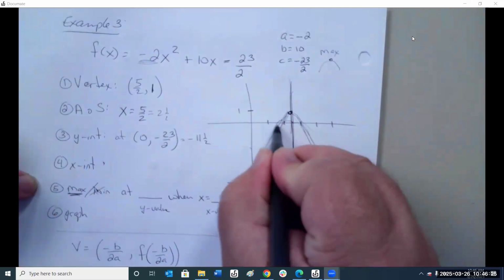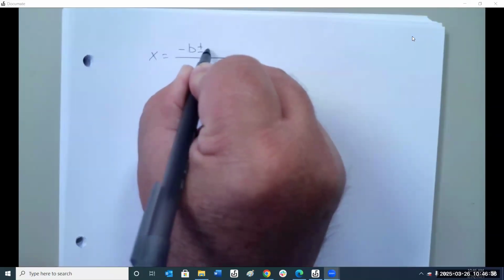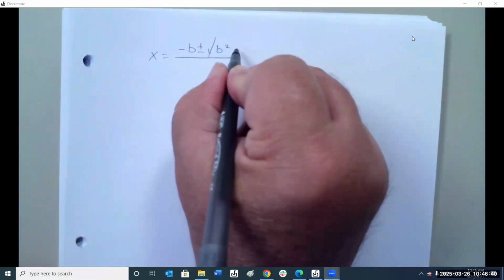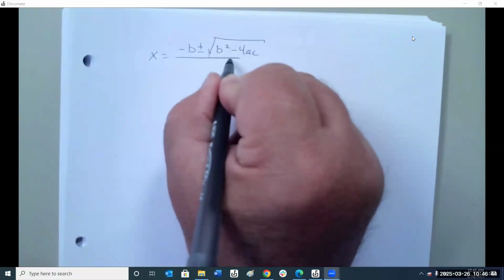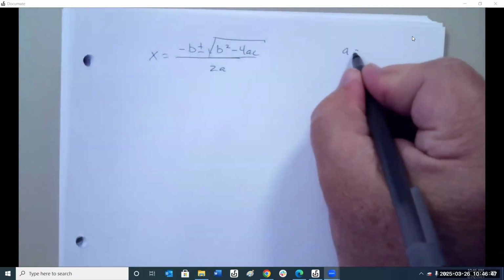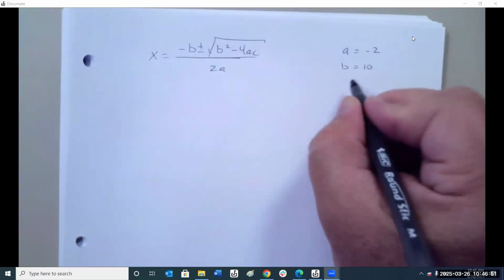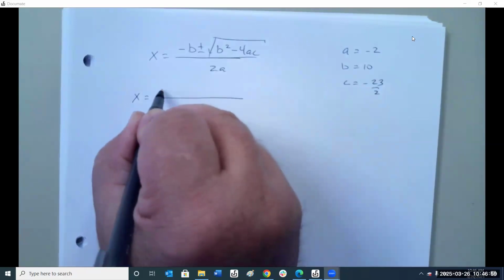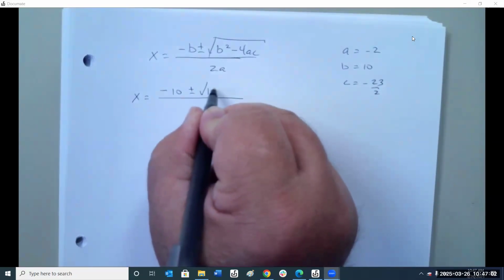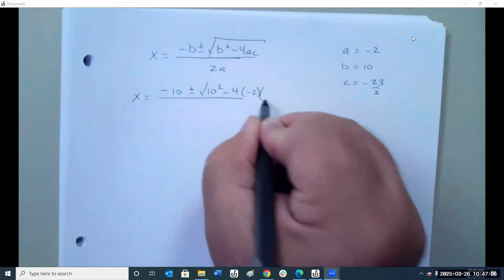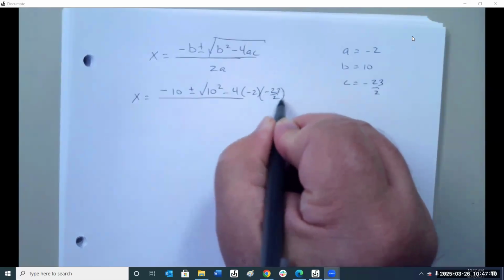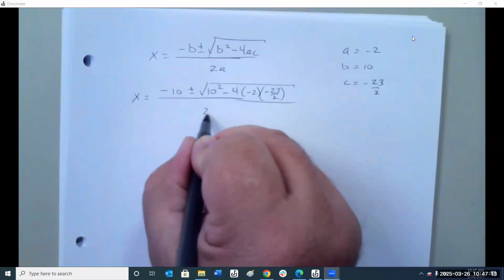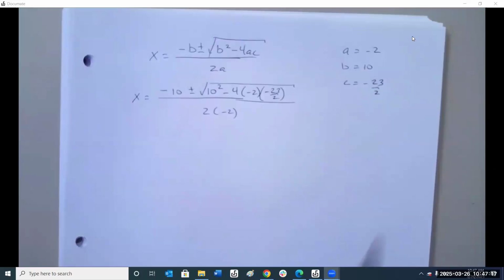Now I have to find the x-intercepts. To find the x-intercepts, I use the quadratic formula: negative b plus or minus the square root of b squared minus 4ac, over 2a, where a is negative 2, b is 10, and c is negative 23 over 2. Negative 10, 10 squared, 4 times negative 2 times negative 23 over 2, two times negative 2. Just plug each one of those in there and work it out.